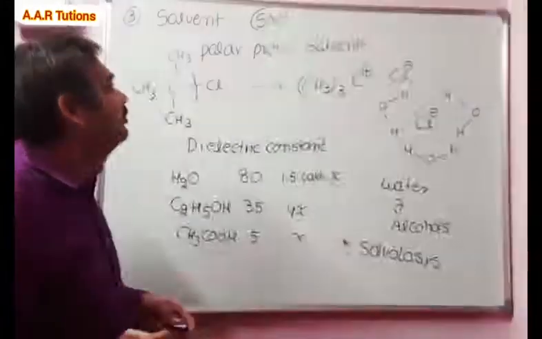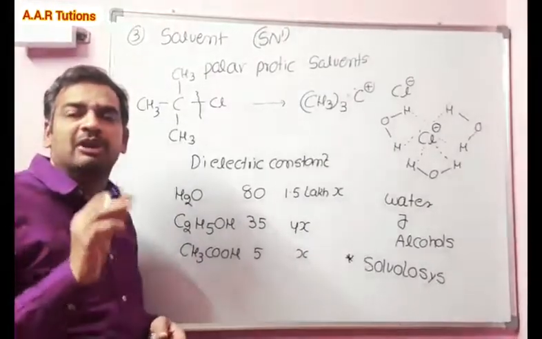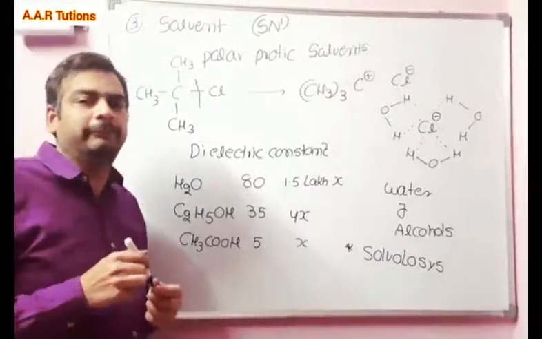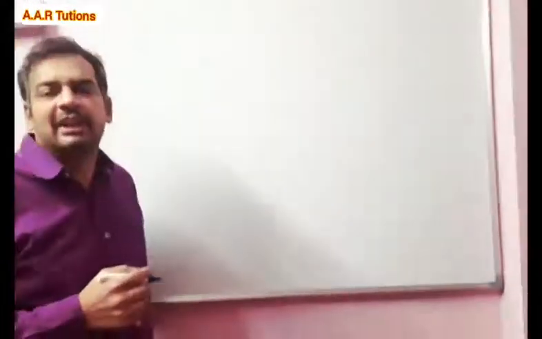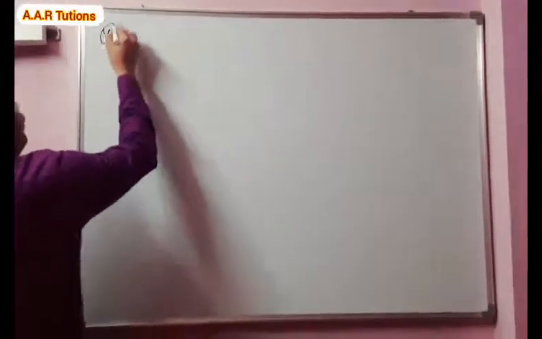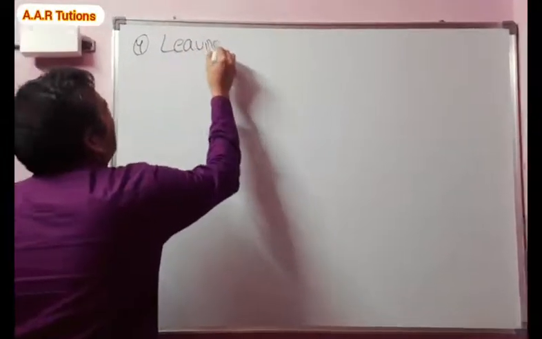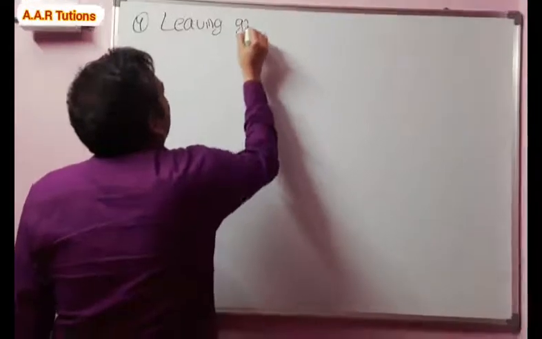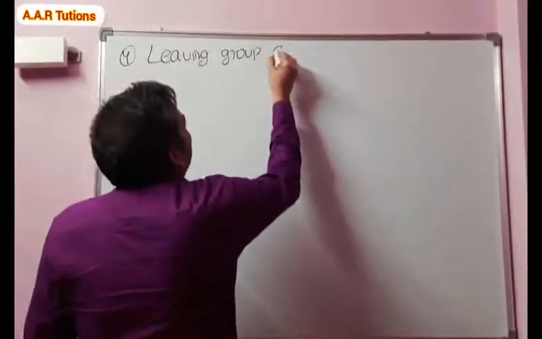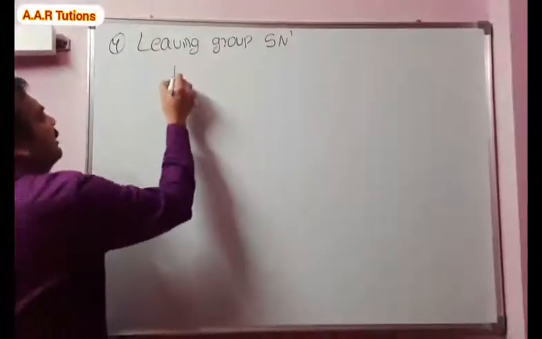So this is about the effect of solvent in unimolecular nucleophilic substitution reaction. Next point, effect of leaving group in SN1 reaction. Fourth point, leaving group. Effect of leaving group in SN1 reaction. Generally, best leaving groups favor SN1 reaction.